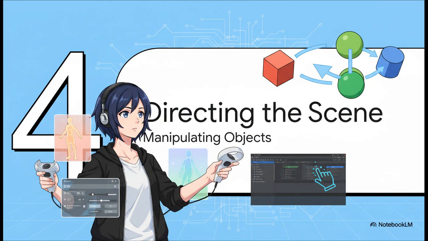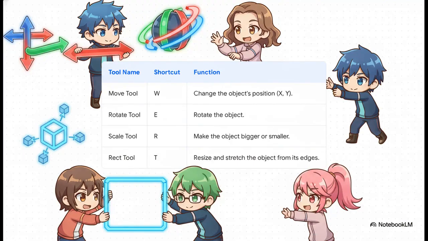So, we've got our actor on stage, and we've given it a new costume by changing its color. Now it's time for you to step into the director's chair. Let's learn how to tell our actor where to go, how to pose, and how to change its size. Look at the top left corner of the editor. You'll see a little toolbar there. These are your transform tools, and they are your best friends.